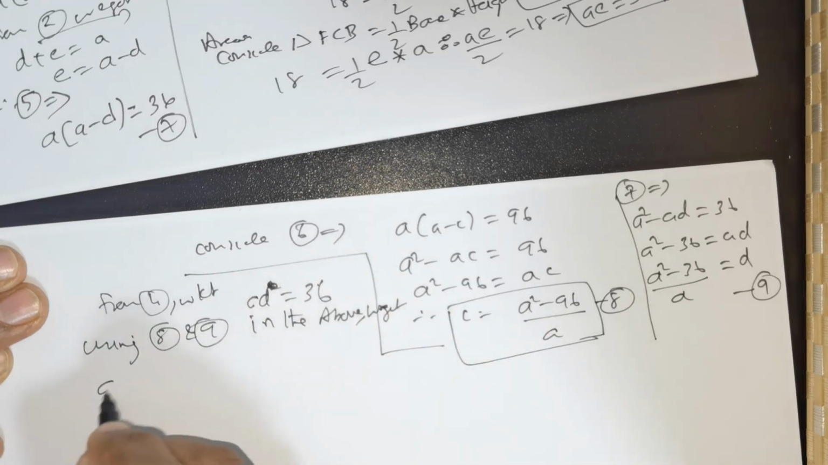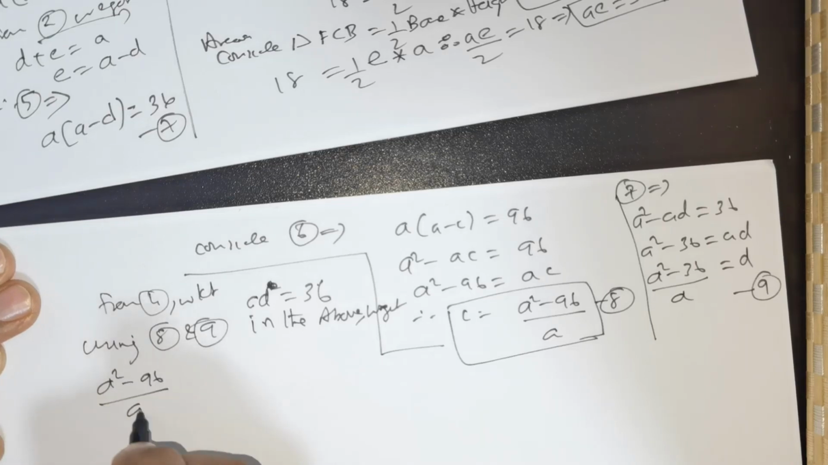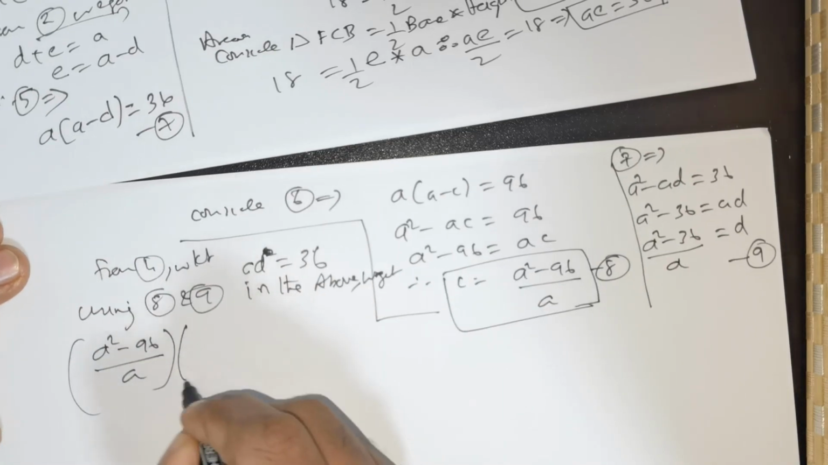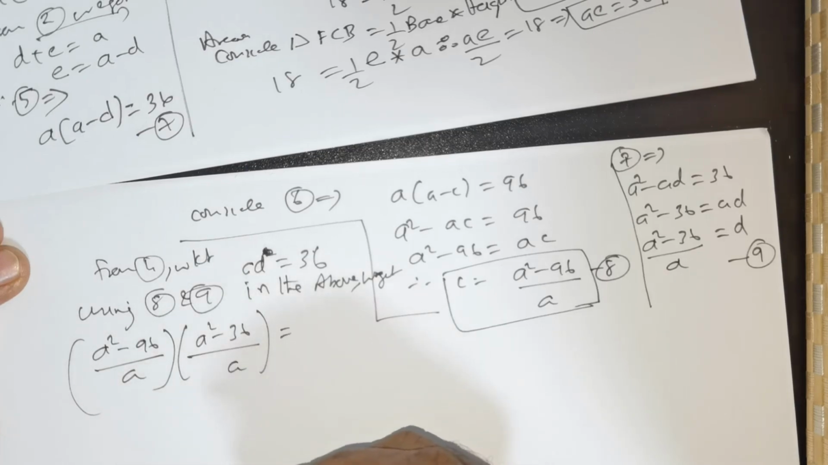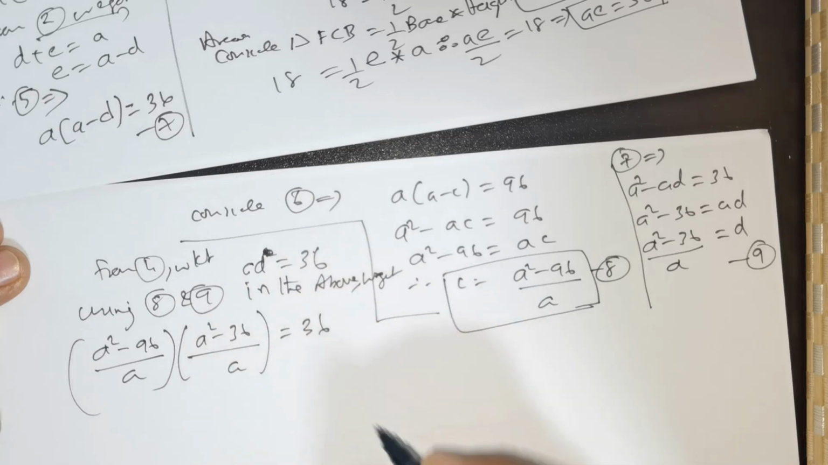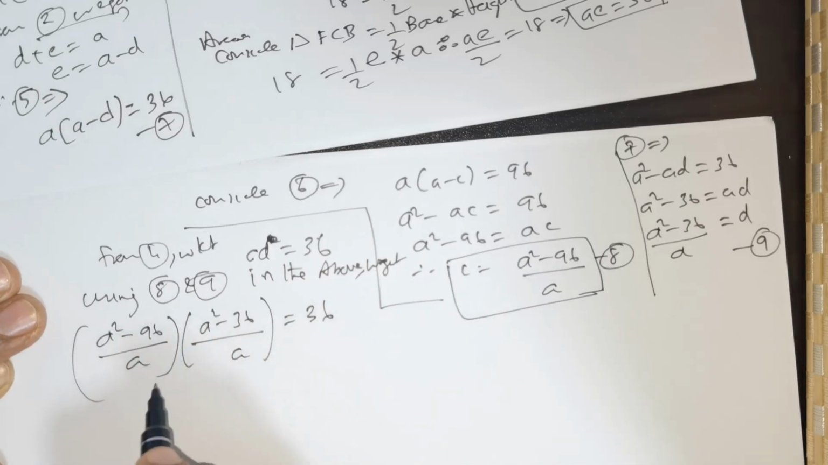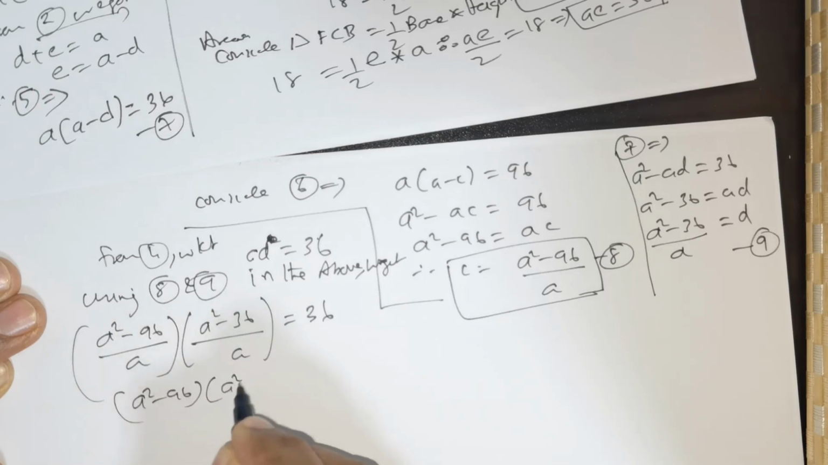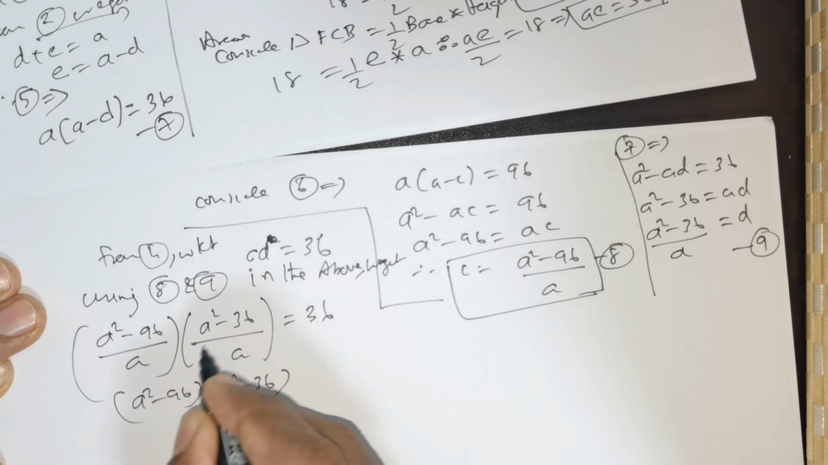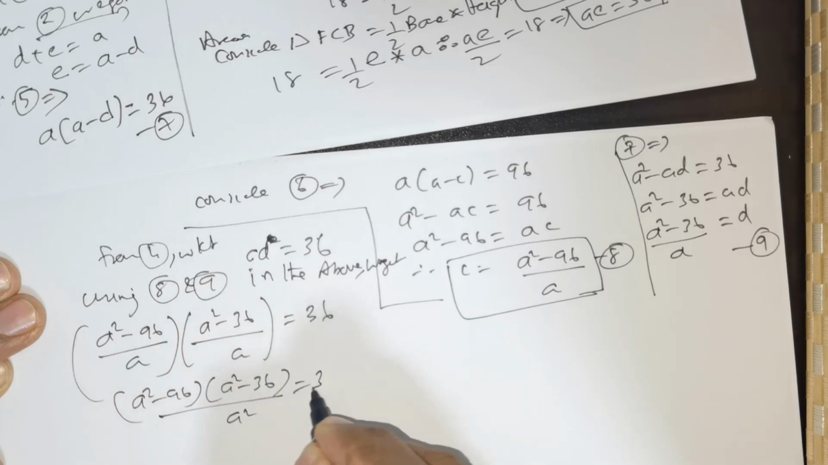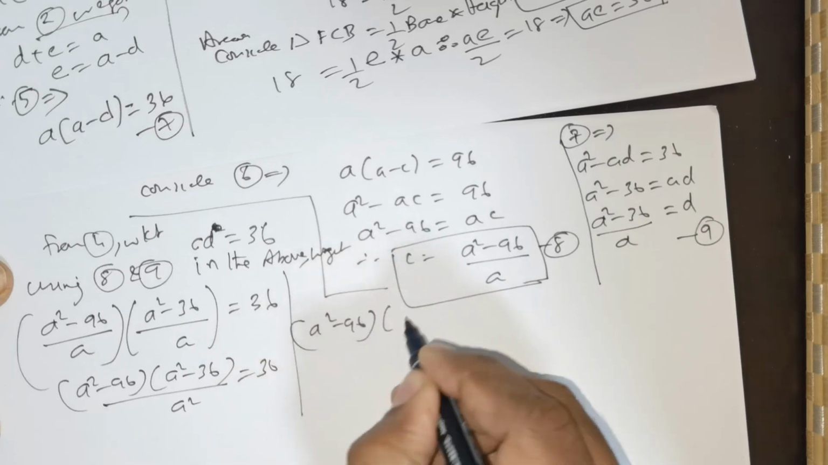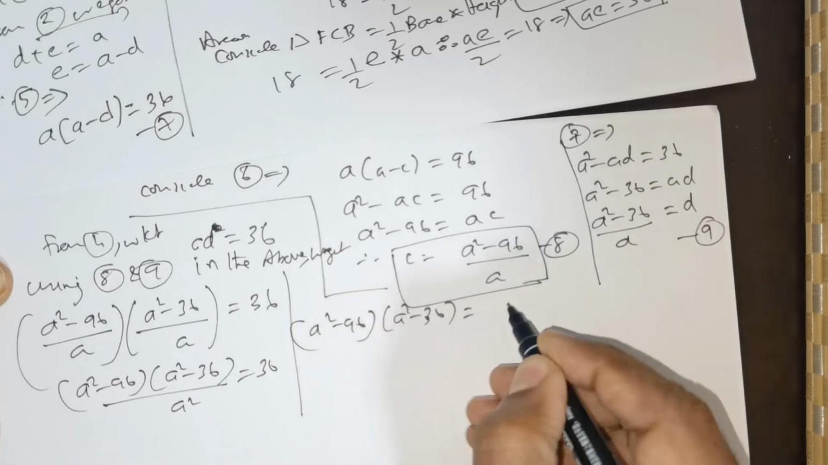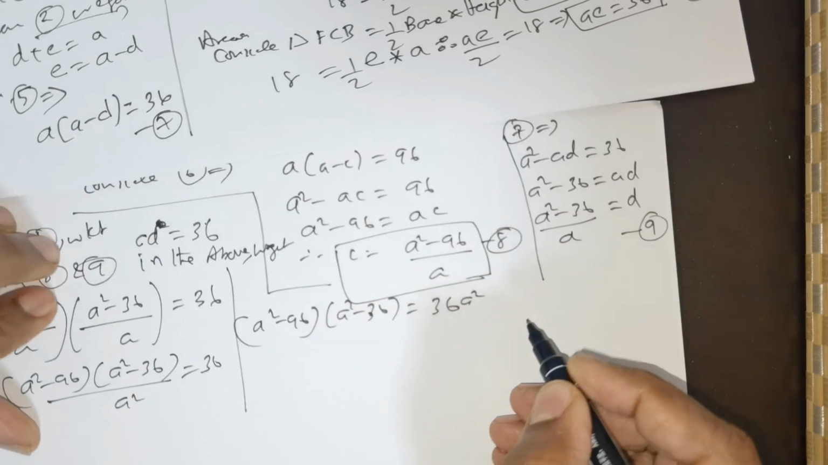In place of C, I substitute (A squared minus 96) over A. In place of D, I substitute (A squared minus 36) divided by A, is equal to 36. So now you multiply. You get (A squared minus 96) into (A squared minus 36) divided by A squared is equal to 36. So (A squared minus 96) into (A squared minus 36) is equal to 36A squared.